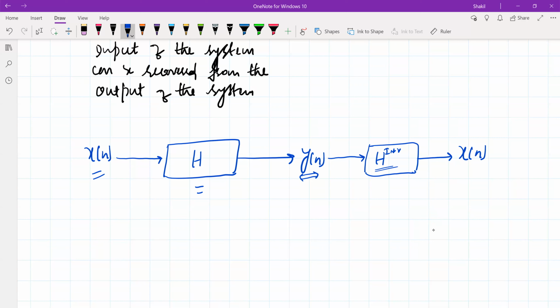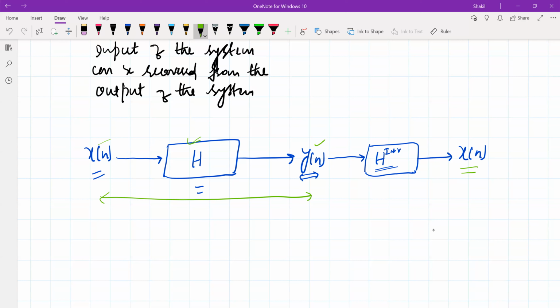If the system output is y of n, that is the output obtained when the system operates on x of n, then to recover the input, this notation tells us there must exist an inverse system that does the reverse of whatever operation the original system performs on the input, to give us x of n back. This is referred to as an invertible system.